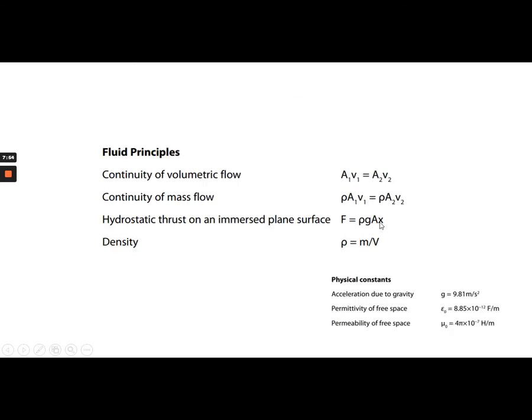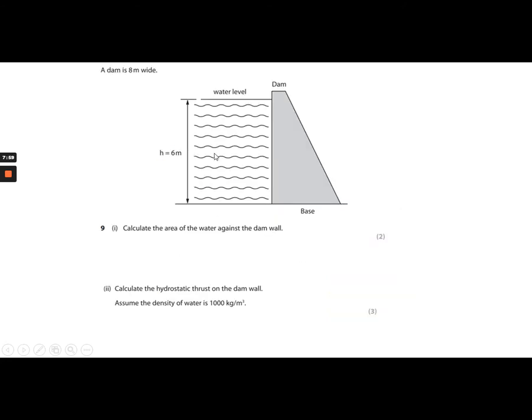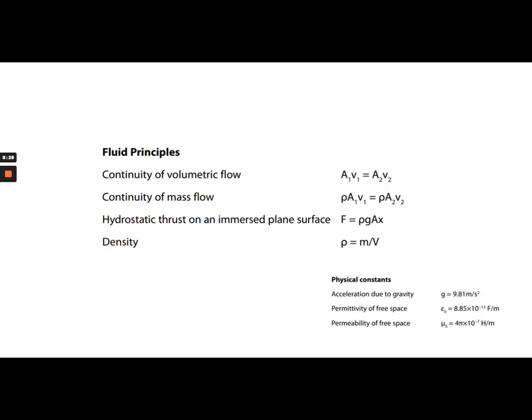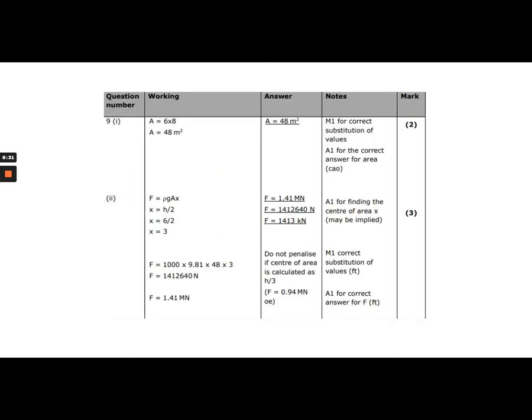And then finally you've got X. Now, X for a dam, for water on the dam, when you're calculating the thrust, X is halfway up. So just remember that for the exam. It's halfway up. So X would be 3 meters in this case. So it would be rho GAX: 1000 times 9.81 times 6 times 8 times 3. And that will give you the hydrostatic thrust. Thrust is a force, so the units are newtons. And there's the mark scheme.